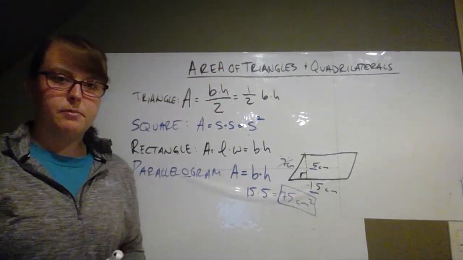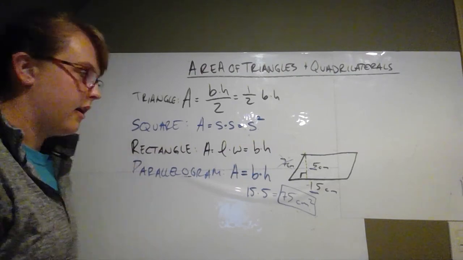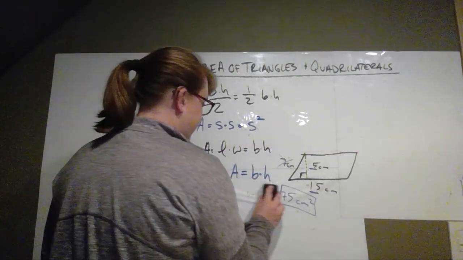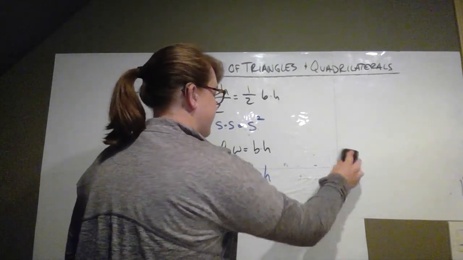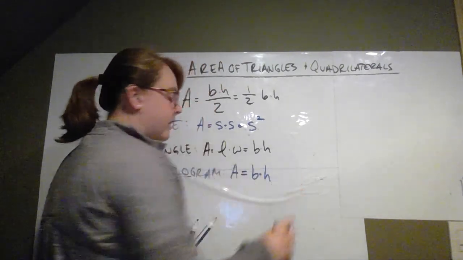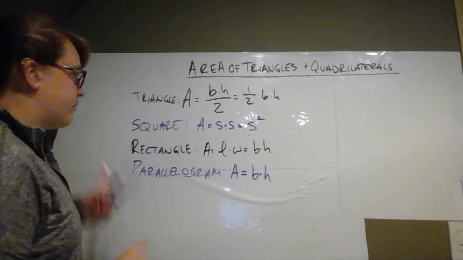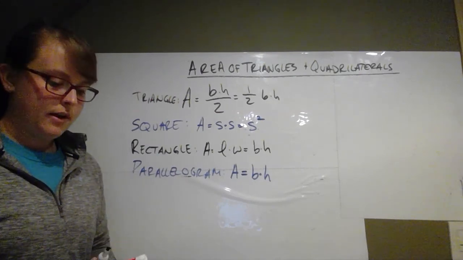Okay, so there's parallelograms. There's also a formula that you can use for a rhombus that's a little bit different. A rhombus is a parallelogram, just like a rectangle and a square are also parallelograms.